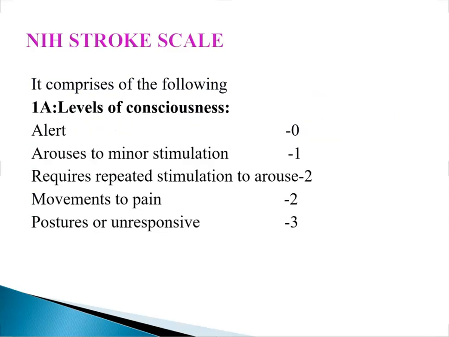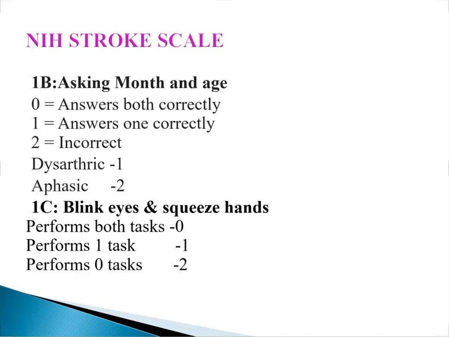The first one is the level of consciousness. If the patient is alert, it is scored as 0. Arouses to minor stimulation, 1. Requires repeated stimulation, marked as 2. Movements to pain, marked as 2 again. And if the patient is unresponsive, it is marked as 3.